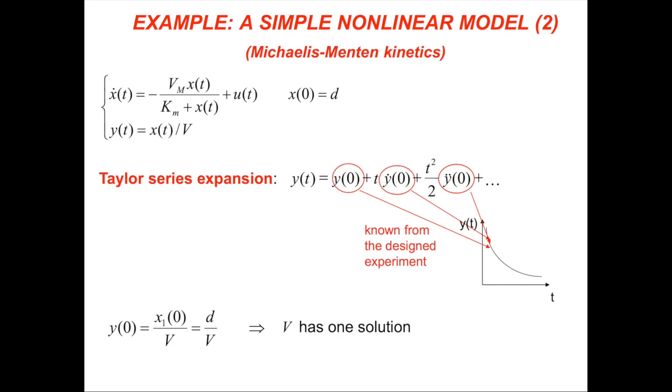So just in 1 second, we have to calculate the Taylor series expansion like this. And these coefficients are in principle known from the experiment. And so they provide the so-called exhaustive summary of the model. And they are functions of our original unknown parameters of the model.